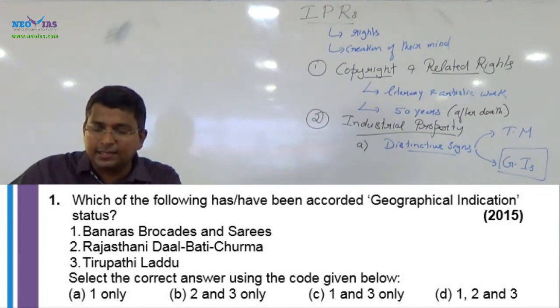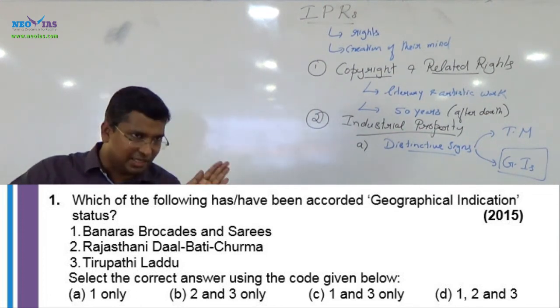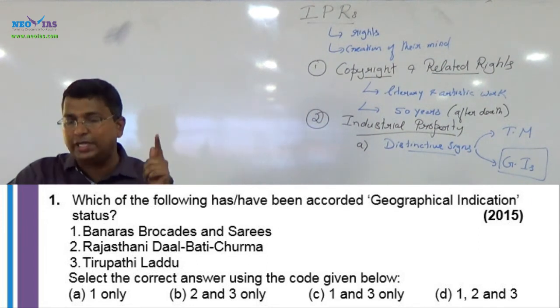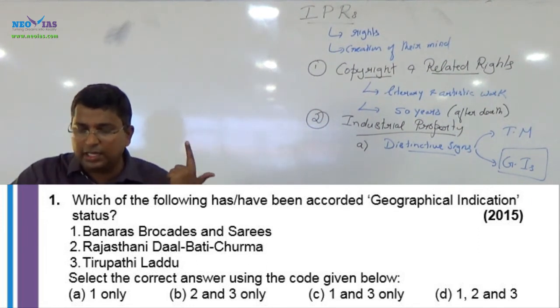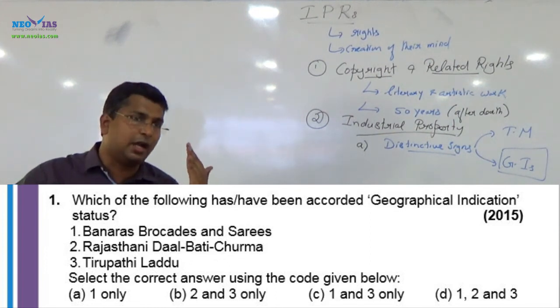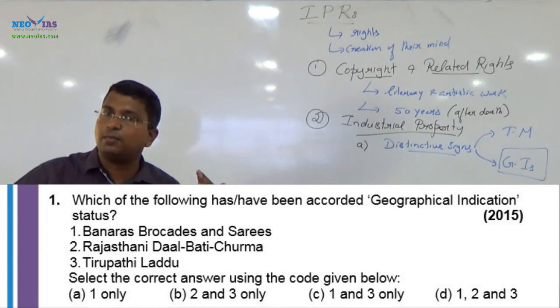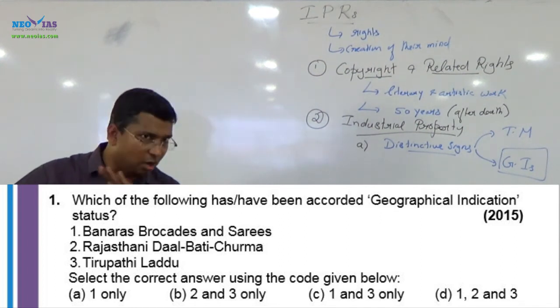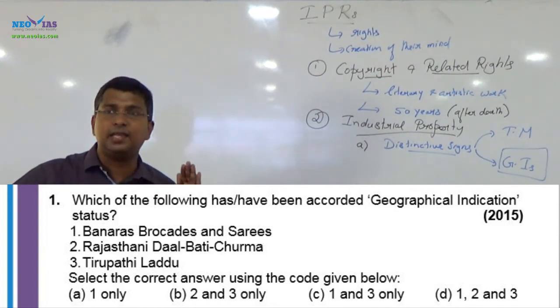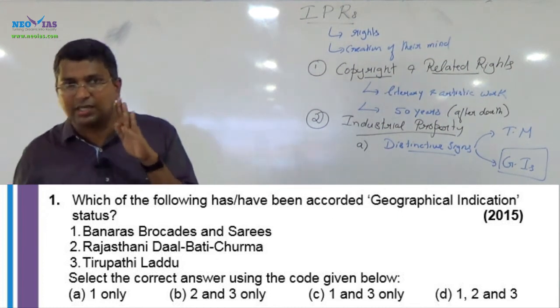Actually this Rajasthani Dal Bati Churma was in the news, there was a discussion regarding it. That's why, if you know that it is not there, then you can eliminate choice B and choice D. Everybody knows that regarding 1 and 3, Tirupati Laddu is very famous, Banaras saris are very famous. So the answer to this question is not 2, the answer is 1 and 3. So you can expect a similar question like this.